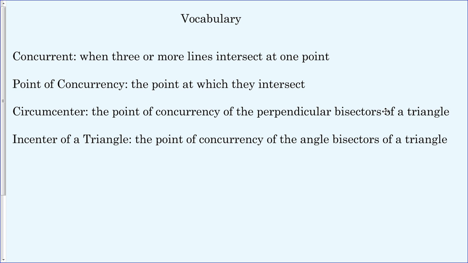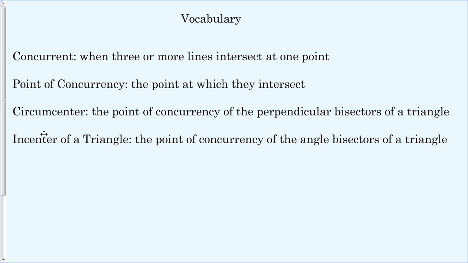We have concurrent, which is when three or more lines intersect at one point. Those lines are said to be concurrent. Point of concurrency is the point at which they intersect. So when you have three or more lines that intersect, that point where they intersect is called the point of concurrency.